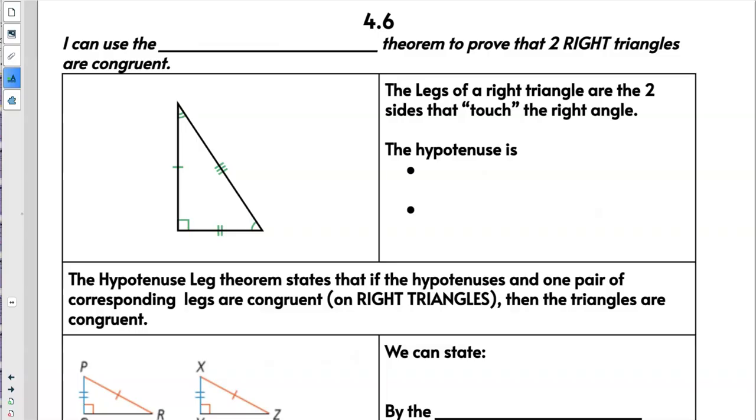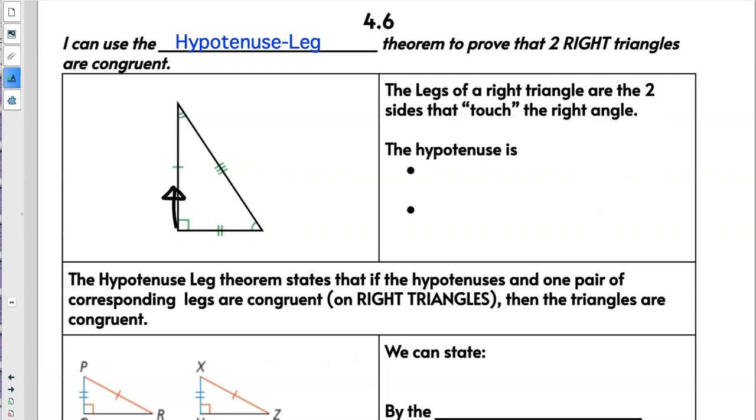And on section 4.6, we're looking at how I can use the hypotenuse leg congruence theorem to prove that two right triangles are congruent. Now, in order to get this done, I wanted to have a pointer with you all, so I'm going to get myself a pointer. So the legs of a right triangle are the two sides that touch the right angle.